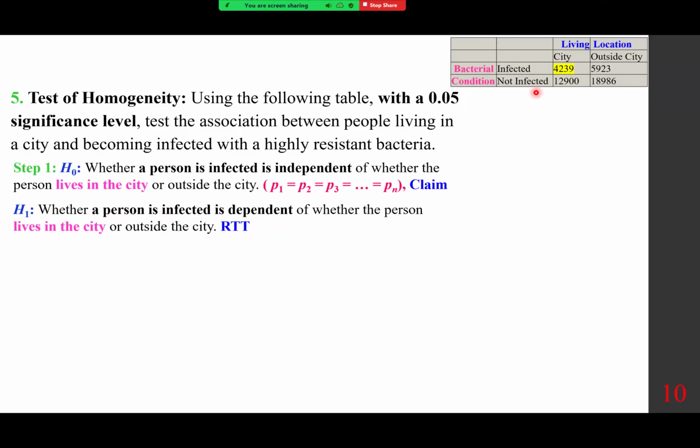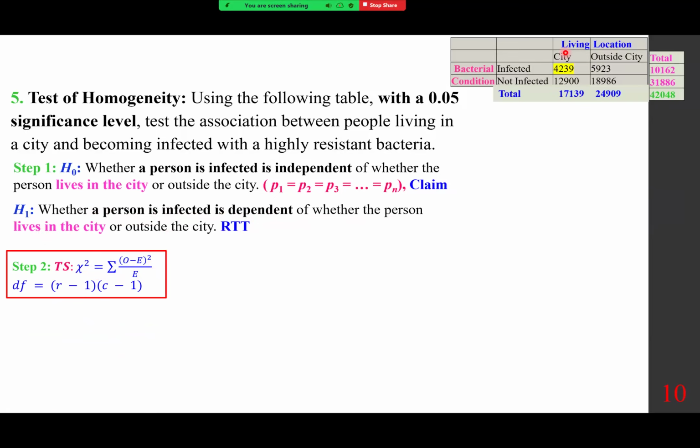So we need to calculate the expected value. Again, it can be done by technology, but I want to remind you of the formula. Test statistic chi-squared is the summation of O minus E quantity squared over E. So I want to show you how it's done by hand in case it's really not too big of a deal. It's a small data. You add up this column. Okay, so these two numbers give us 17,139. You add up this column, you add up this row, you add up this row. So, and this is the grand total.